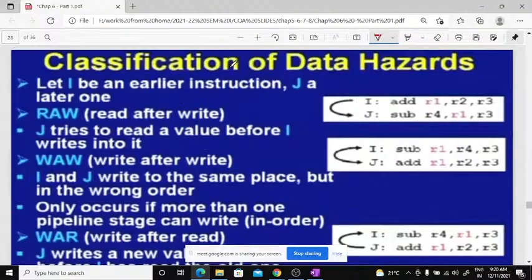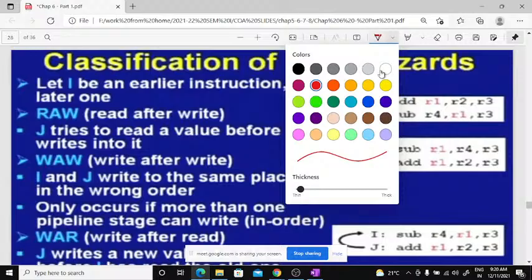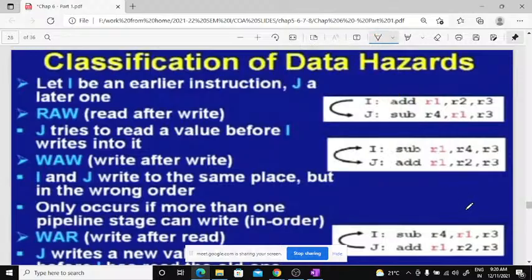Here the same is represented: the classification of data hazard. So you may get a question: what are the different types of data hazards? That is the read after write, RAW. Here you have to explain with an example. There is an I instruction and a J instruction. Here instruction J tries to read a value before I writes to it.